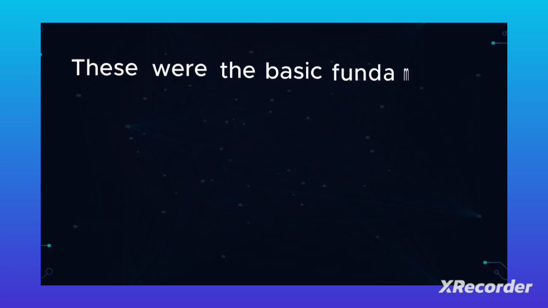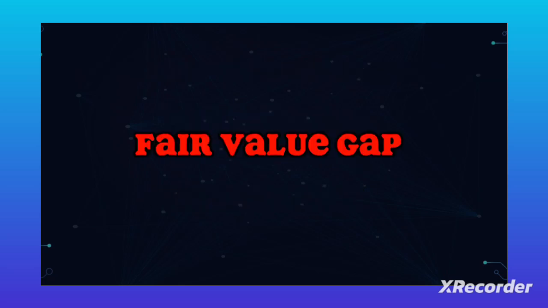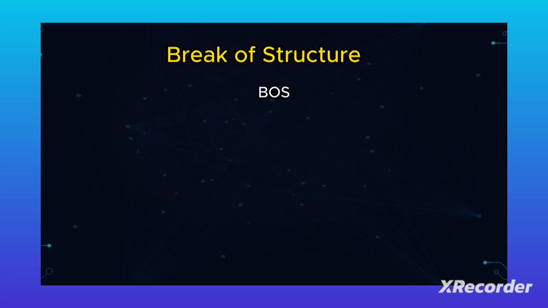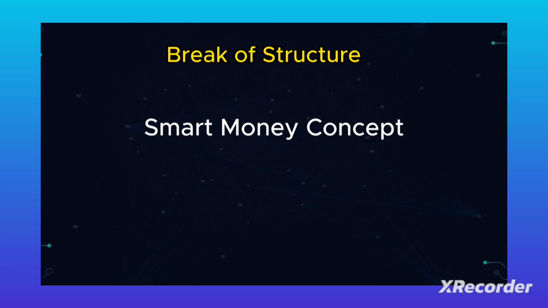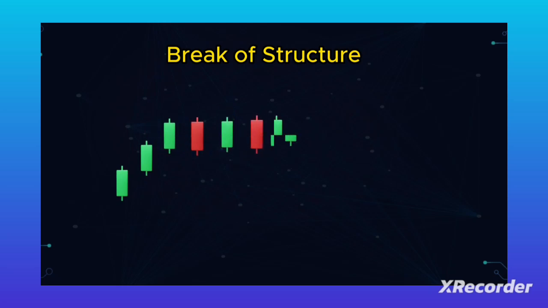These were the basic fundamentals of the fair value gap. It's important to know that trading this alone can make you profitable, but we can increase the quality of the fair value gap setups by using confluences. The first confluence we want to learn is the break of structure, frequently known as the BOS. A break of structure is a smart money concept. Price follows a trend, then consolidates, and then suddenly it breaks the last high or low with increased momentum, confirming a trend reversal. And this is for the bearish break of structure.